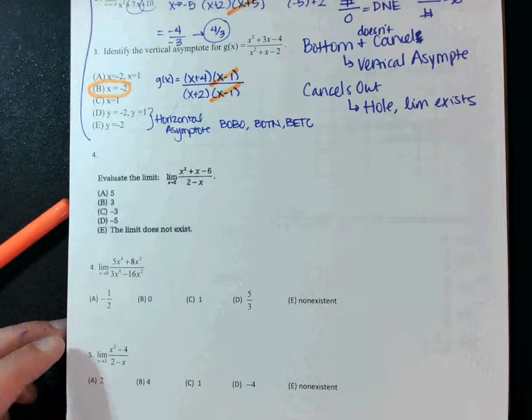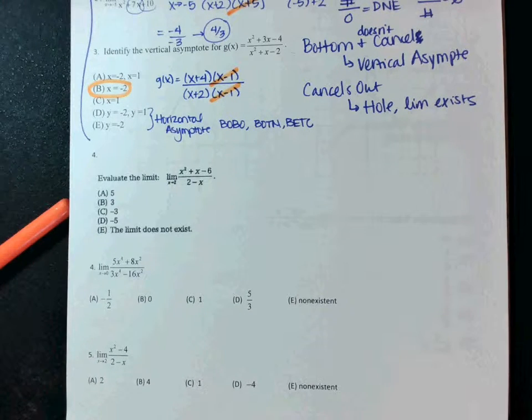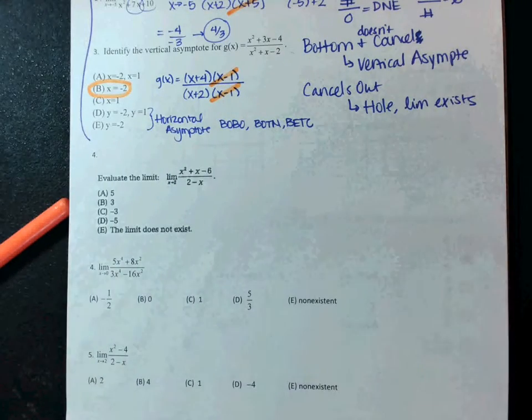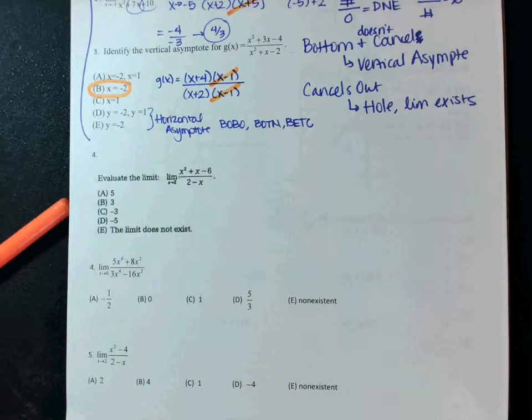Well, so keep in mind that if the bottom is 0 but it cancels out, then it creates a hole in the graph. That's the difference. So if it doesn't cancel out, it gives you an asymptote. But if it does cancel out, it just gives you a little open circle, but it doesn't change the shape.